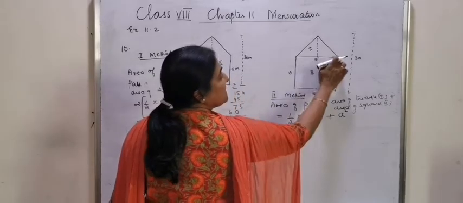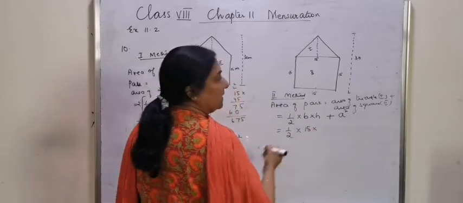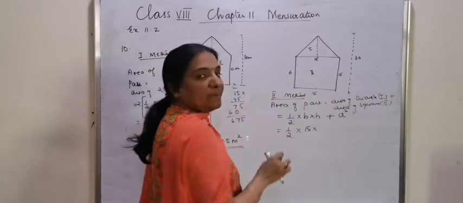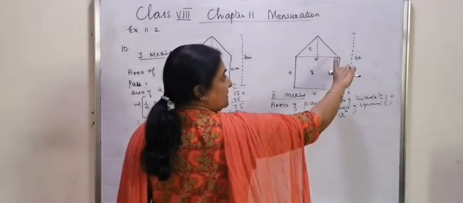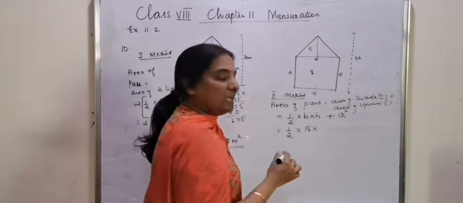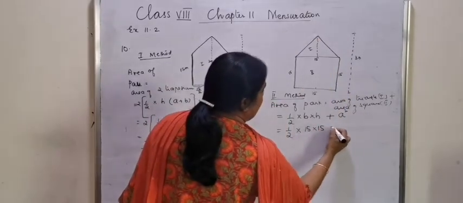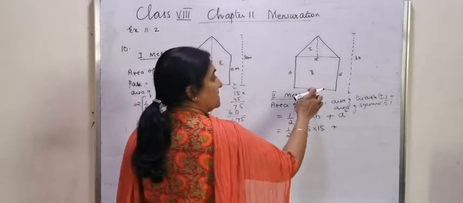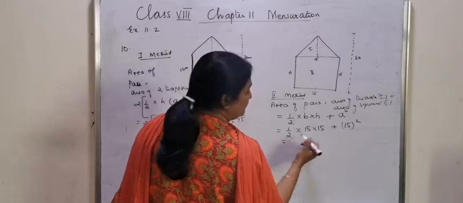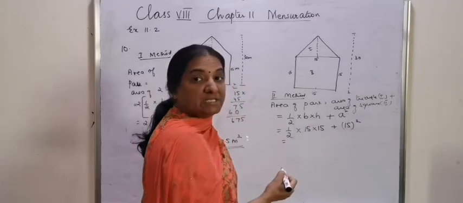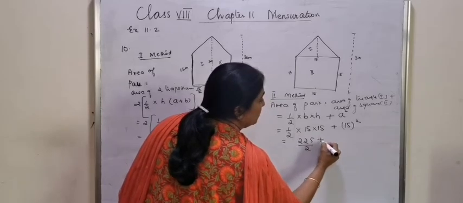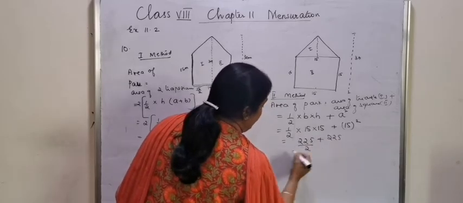Half into base is 15. Now, the total from this vertex till the end is given as 30. One of the sides is 15, which shows that the height of the triangle is 15 meter. Plus the side of the square is 15, that is 15 square. 15 into 15 is 225. 225 divided by 2, plus 225.